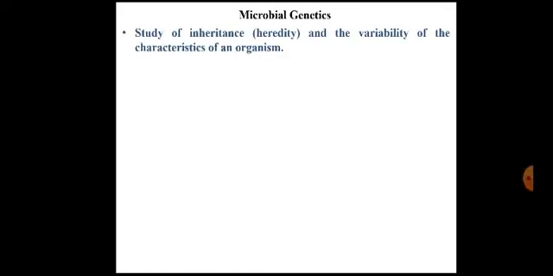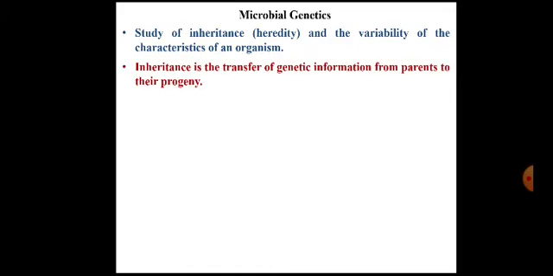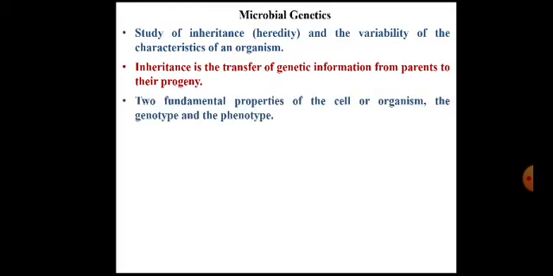The next part, under the title of Scope and Applications of Microbiology, is microbial genetics. Microbial genetics is the study of inheritance or hereditary characters and variability of the characteristics of an organism. Inheritance is the transfer of genetic information from parents to progeny. There are two fundamental properties of a cell or organism, the genotype and phenotype.